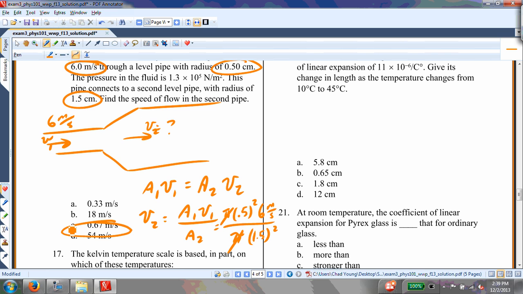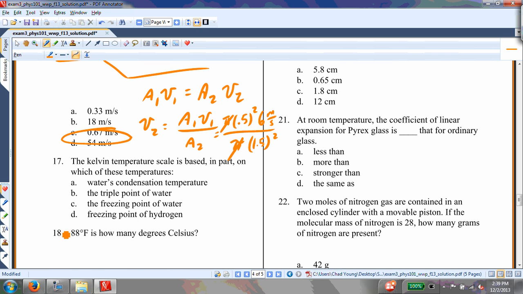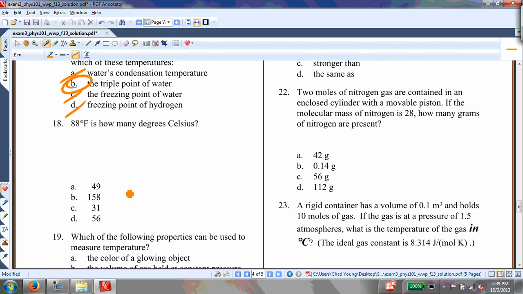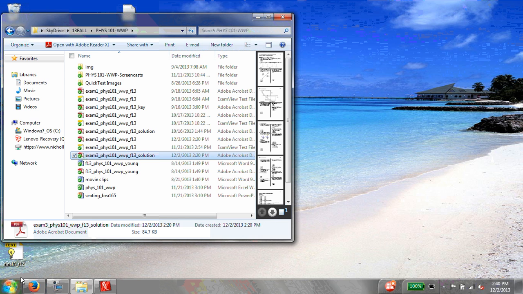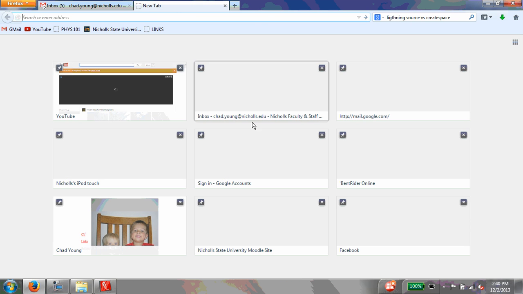Let's see here, 0.67. The Kelvin temperature scale is based in part on which of these? Okay, not the condensation temperature, not the freezing point, not the freezing point of hydrogen. It's the triple point of water. All right, 88 degrees Fahrenheit is how many degrees Celsius? Let's see, I always forget this, so let's just look it up.